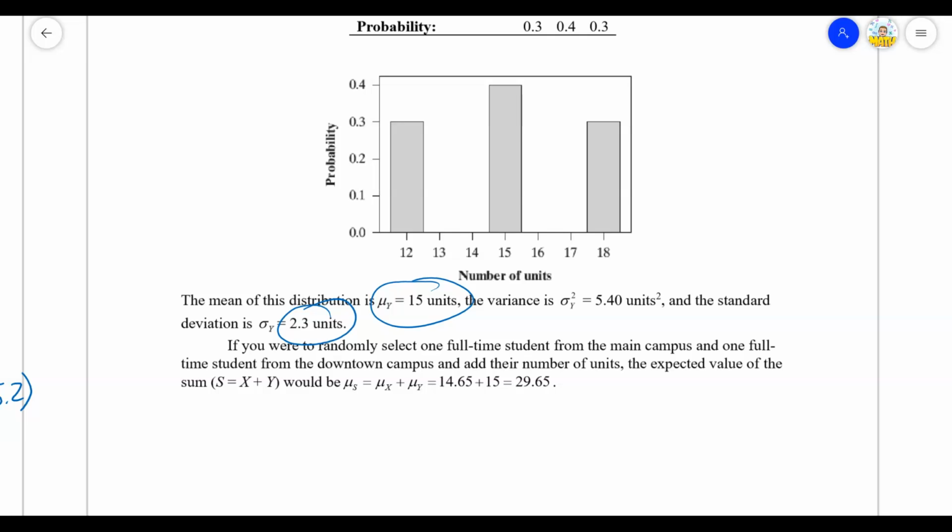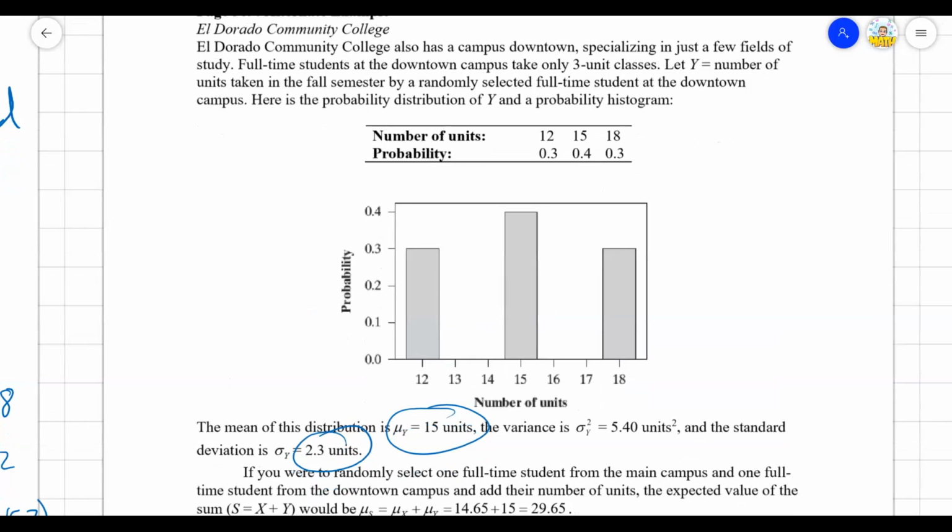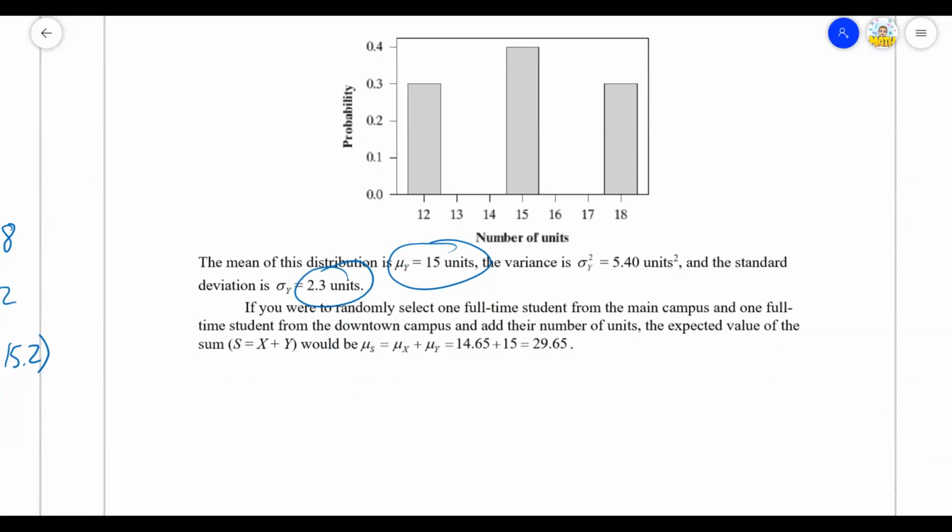What would happen if we randomly select one full-time student from downtown and one full-time student from each campus and combine their number of credits, right? So the first part of this is pretty intuitive. Well, if I randomly select a student from a distribution with a mean of 14.65 and the other student comes from a mean of 15, then on average, their combined distribution will be 29.65.